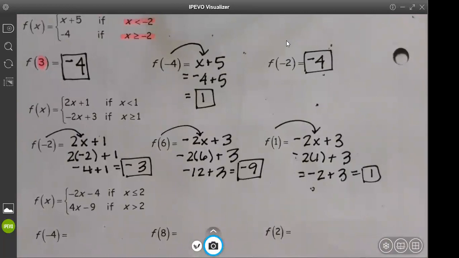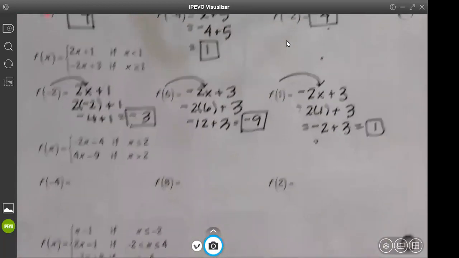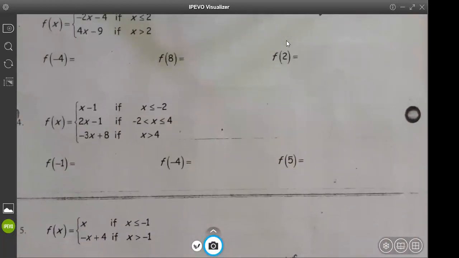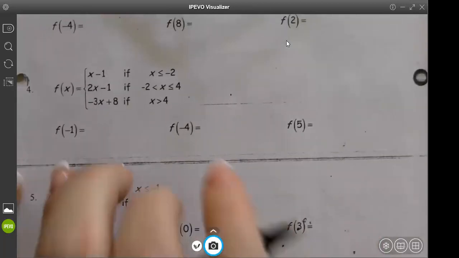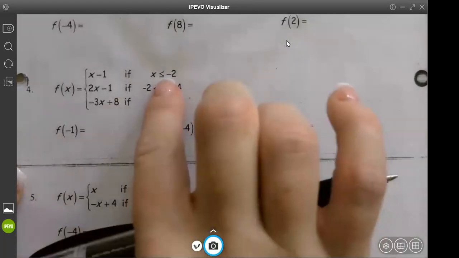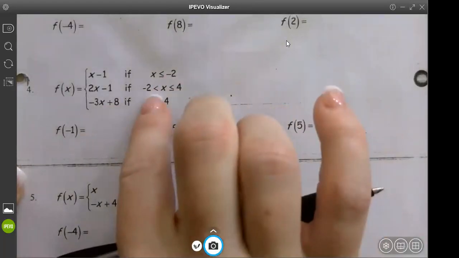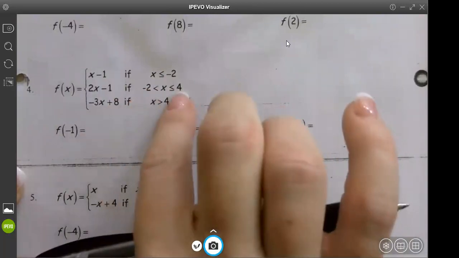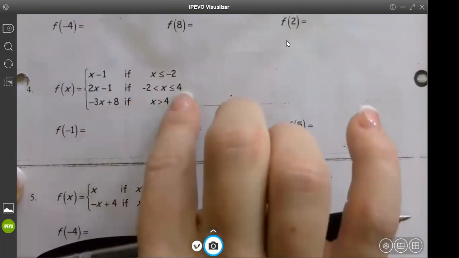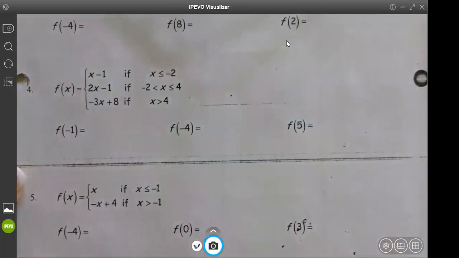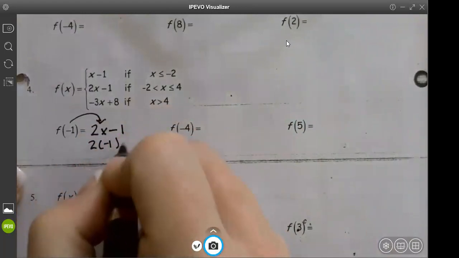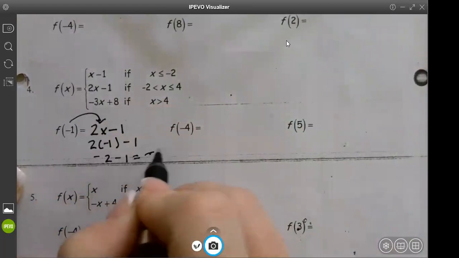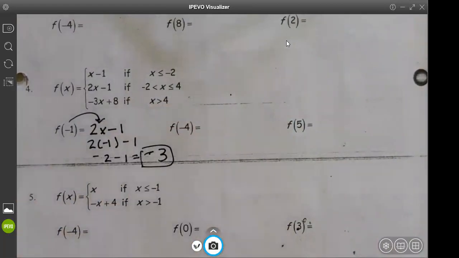I want to drop down to number 4 so that we can look at 3 of them. So number 3 is exactly the same as the top 2. There's nothing different about it. Pick the first one or the second one. So then this one, does -1 fall less than -2, between -2 and 4, or is it greater than 4? The second one. So we plug in the second one and then plug in -1. So again, it's the same thing. You just have 3 functions instead.